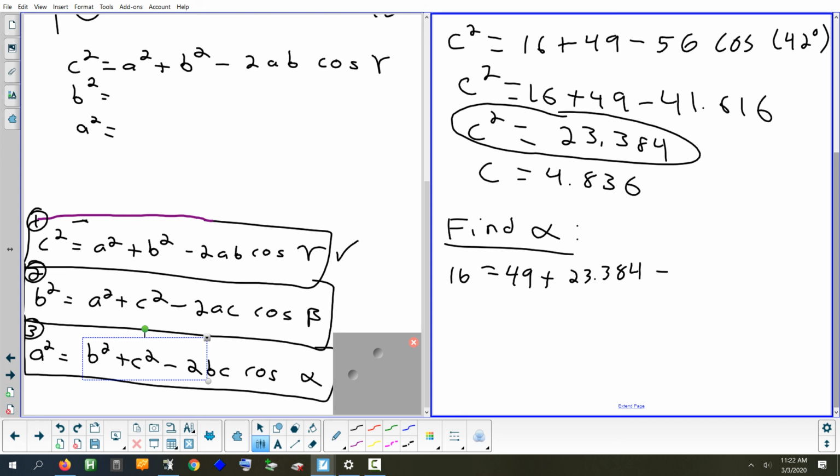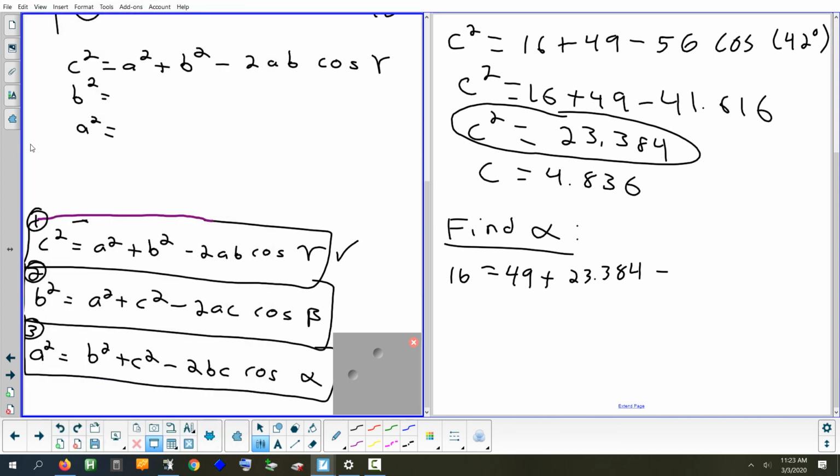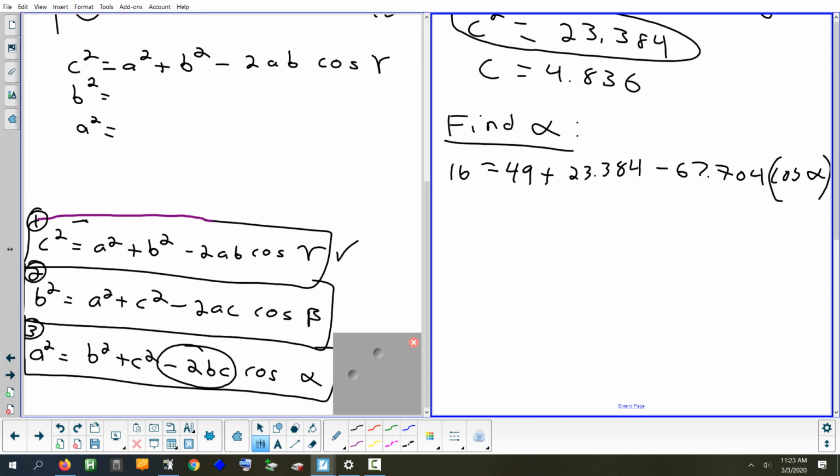All right, minus 2 times b times c. So I'm gonna need my calculator for that. 2 times b was 7, right? So 2 times b times c, 4.836. So minus 67.704. That's this whole part right here. Minus 67.704. And what's the last thing that's multiplied by? Cosine alpha. Okay. What would I do next there?